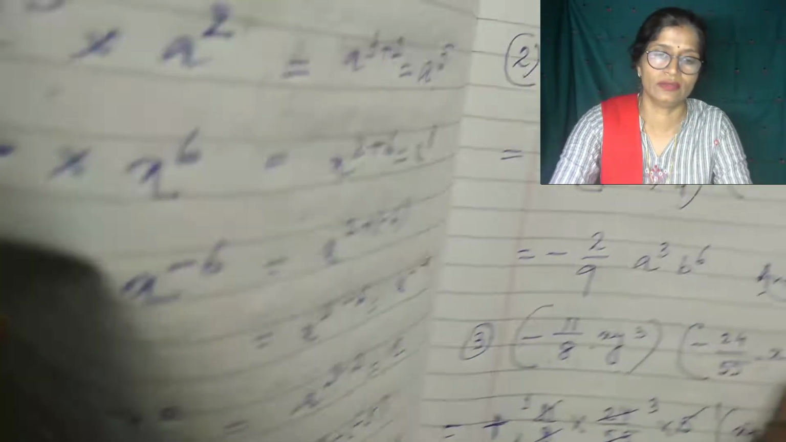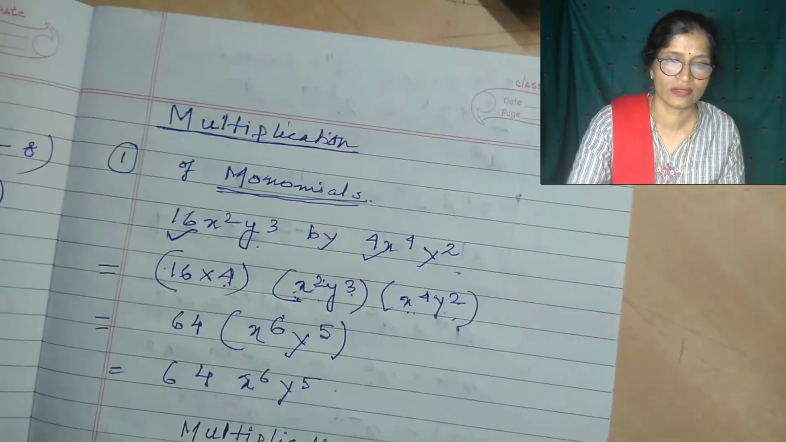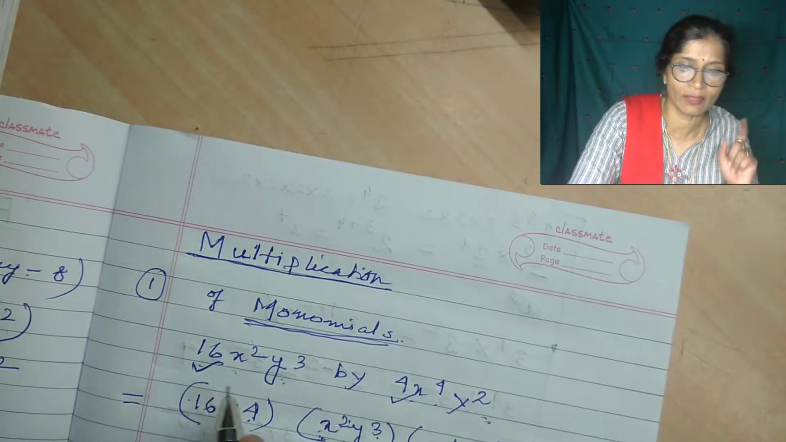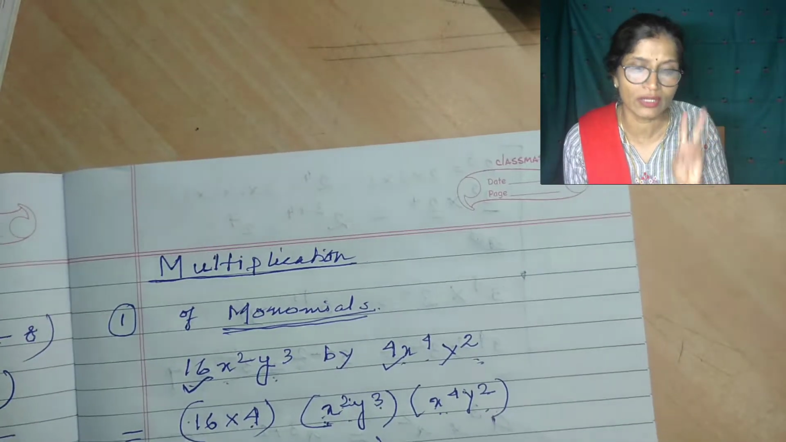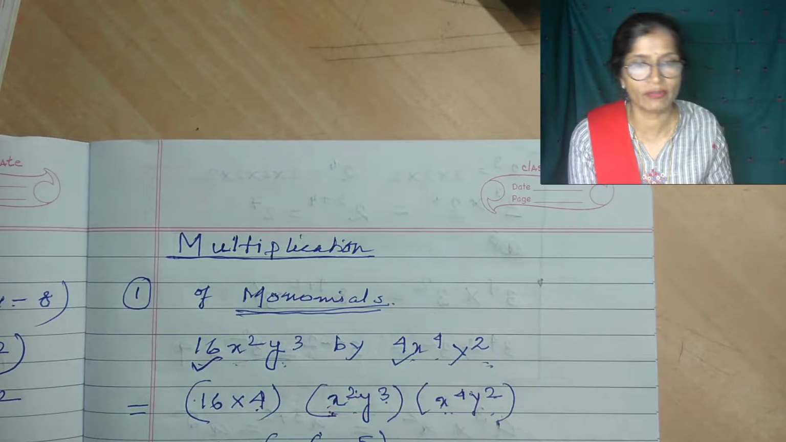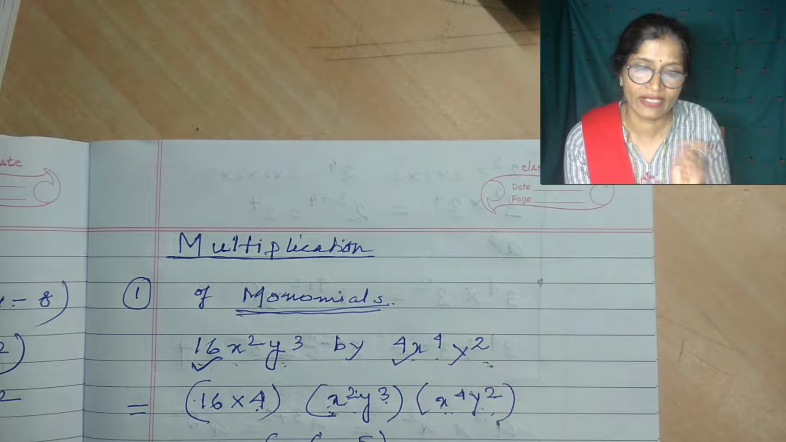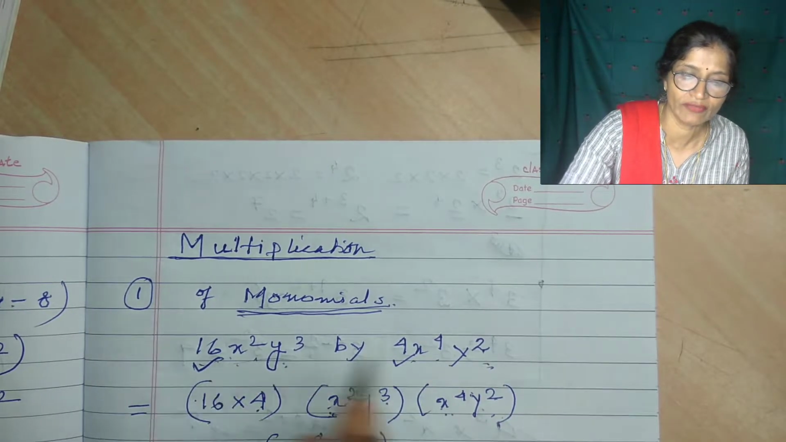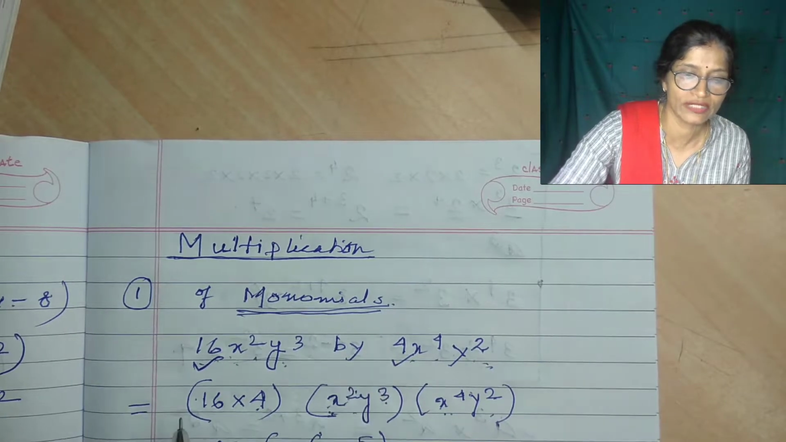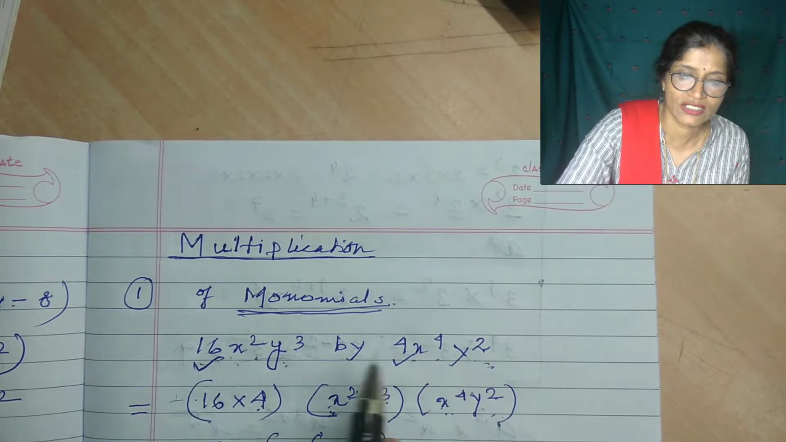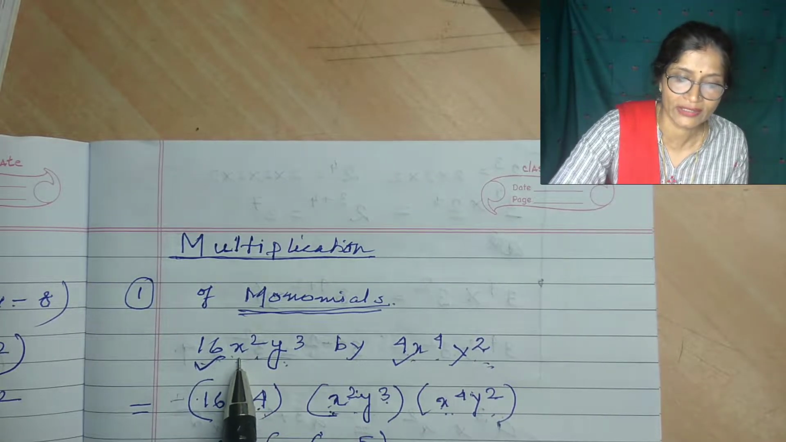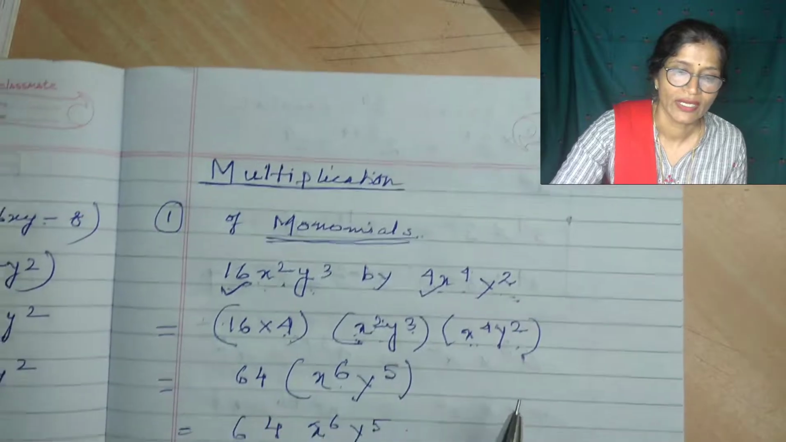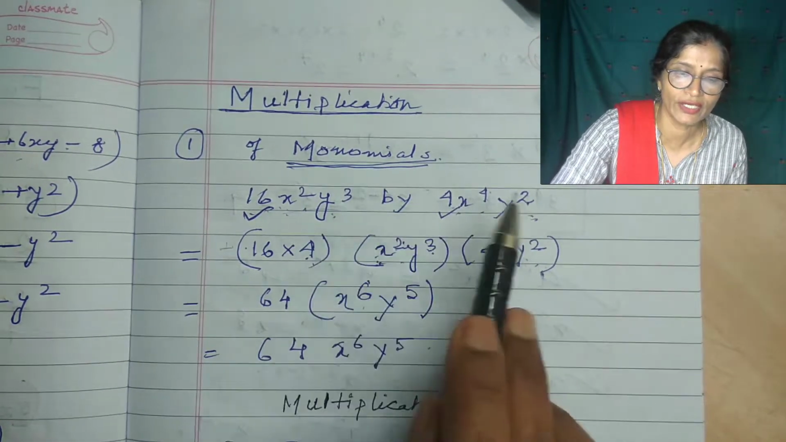Okay. Now suppose you have to multiply this, 16x square y cube, by this. In multiplication, first we have to think about the sign. Second, we have to think about the numerical value. The numerical coefficient will be multiplied with the numerical coefficient, and then we have to multiply the variables, the literal coefficient by the literal coefficient. So here the sign is plus into plus, so the sign will be plus. No need to write the sign plus. Then 16 into 4, and then x to the power 2 and x to the power 4 are there. So 4 plus 2, that is x to the power 6. And y square with y cube, it is 3 plus 2, that is 5.